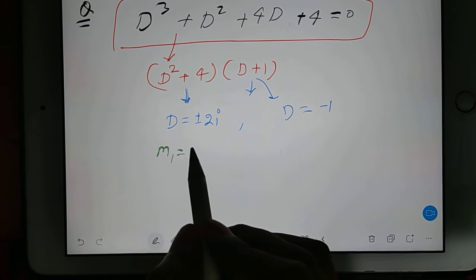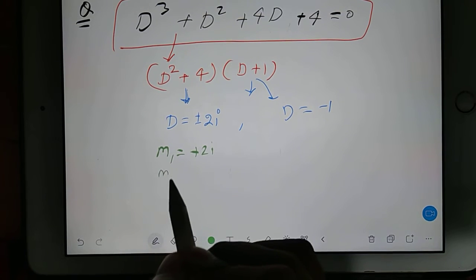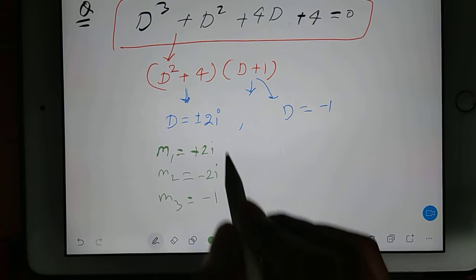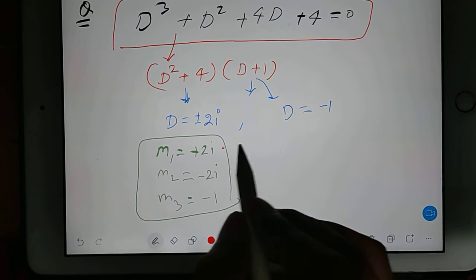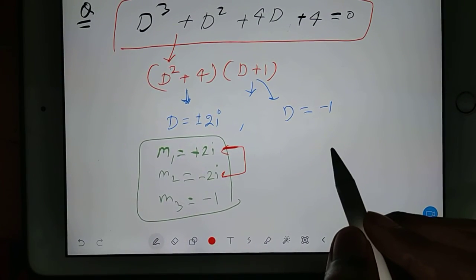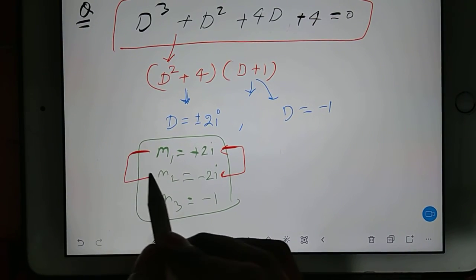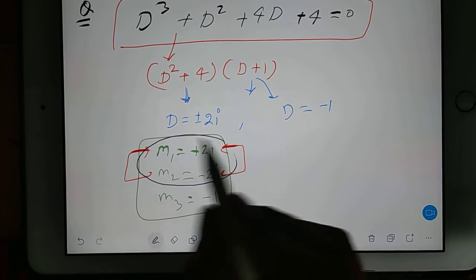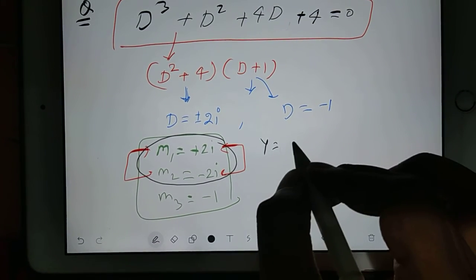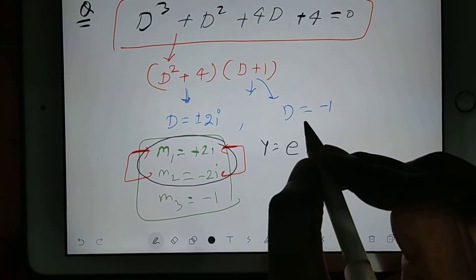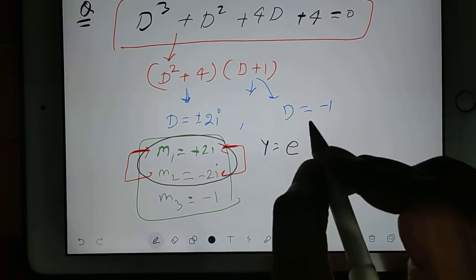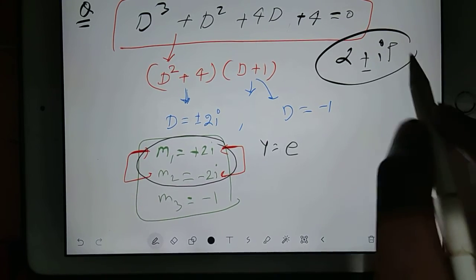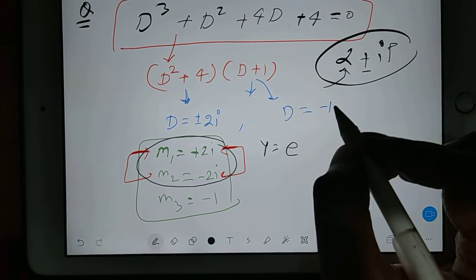Your m1 is equal to plus 2i, your m2 is equal to minus 2i, your m3 is equal to minus 1. So in these 3 roots, these two are a conjugate pair, or you can say they are a complex pair. So for these two you have a direct solution. What is the solution? e power alpha x. What is your alpha here? Alpha is 0 this time, because the roots are alpha plus i beta and alpha minus i beta.